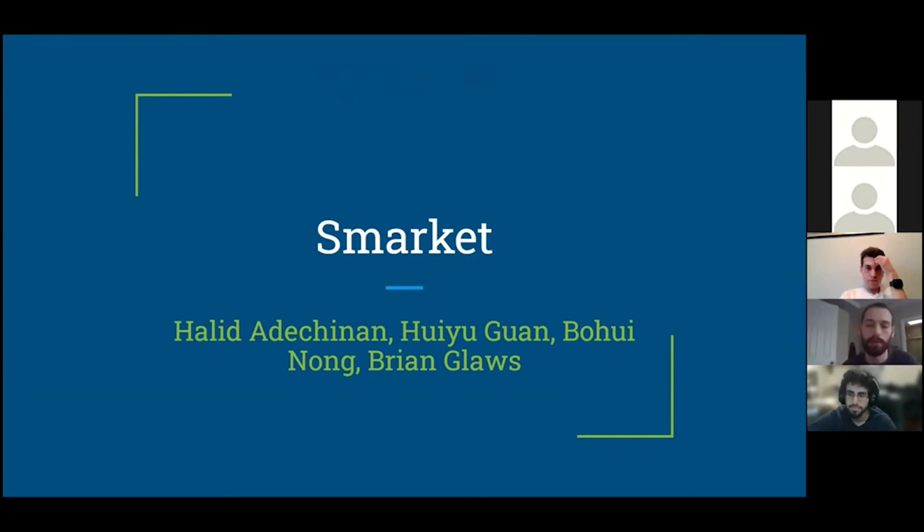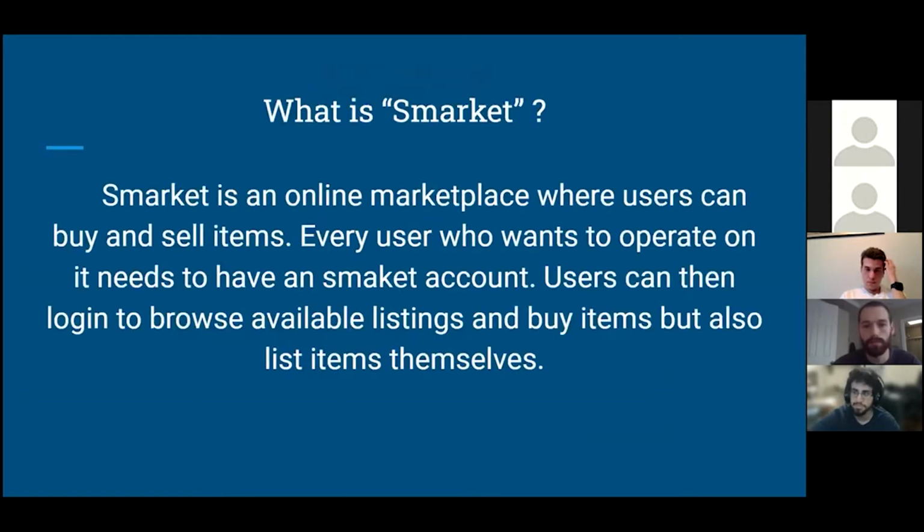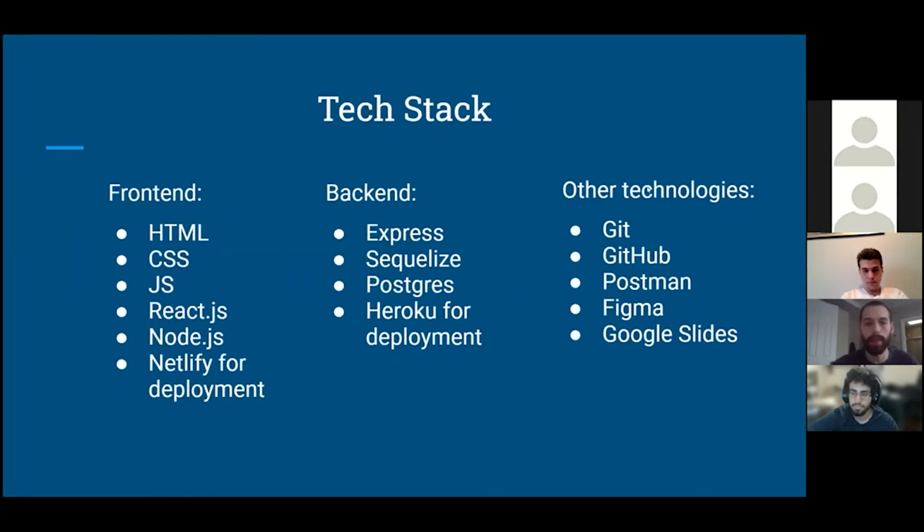Our capstone was called SmartKit, and it was supposed to be sort of like an e-commerce website model. SmartKit is an online marketplace where users can buy and sell items. Every user who wants to operate it needs to have a SmartKit account. Users can then log in to browse available listings and buy items, but also list items themselves. Just to give a reference, it's more similar to something like eBay than Amazon, where users list things and then other users come and browse and then buy them.